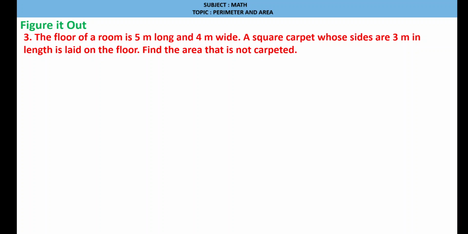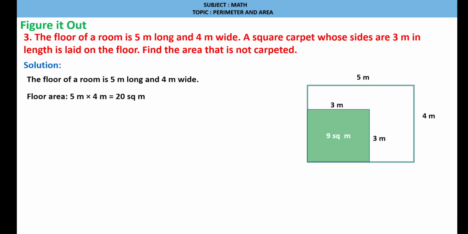So we need to find the area that is not carpeted. We need to subtract the area of the carpet from the area of the floor. So let us see. The floor of a room is 5 meters long and 4 meters wide. So this is the floor. This is the carpet.